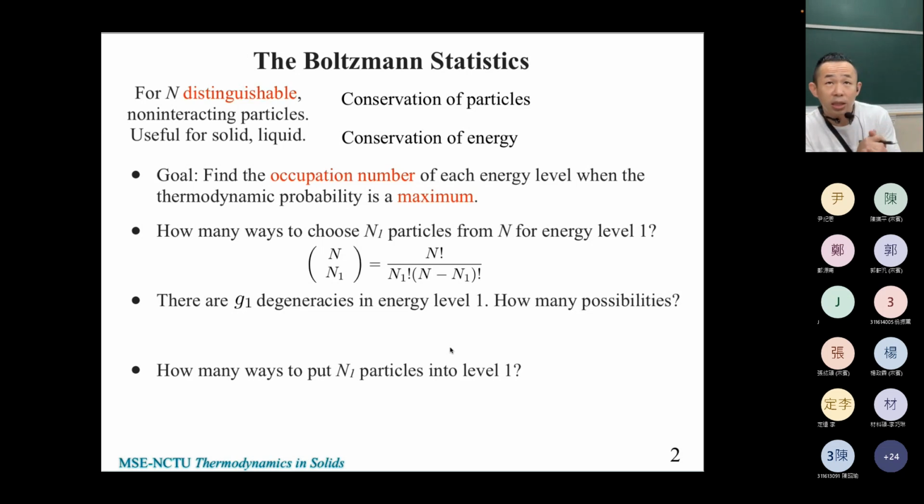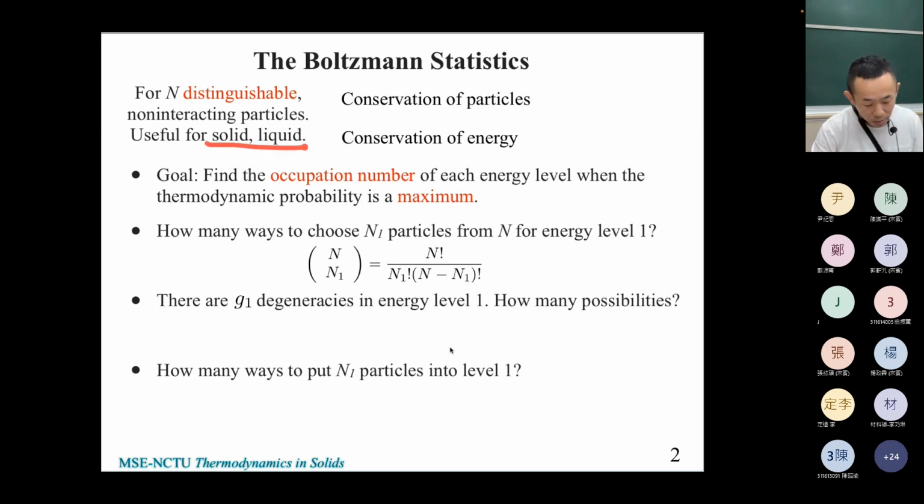Because particles have different behavior, they will result in different statistics. As you can see, different materials may need different statistics. For example, Boltzmann statistics is useful for solids and liquids.